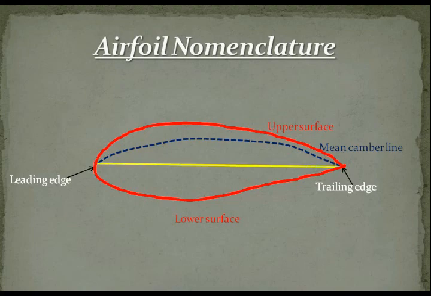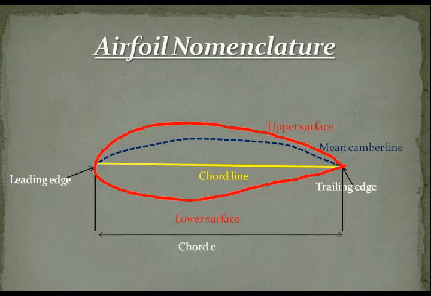We can see a straight line connecting the leading edge and the trailing edge, and that is referred to as the chord line. The distance from the leading edge to the trailing edge measured along the chord line is referred to as the chord. The chord line of an airfoil is an imaginary straight line drawn through the airfoil from its leading edge to its trailing edge.